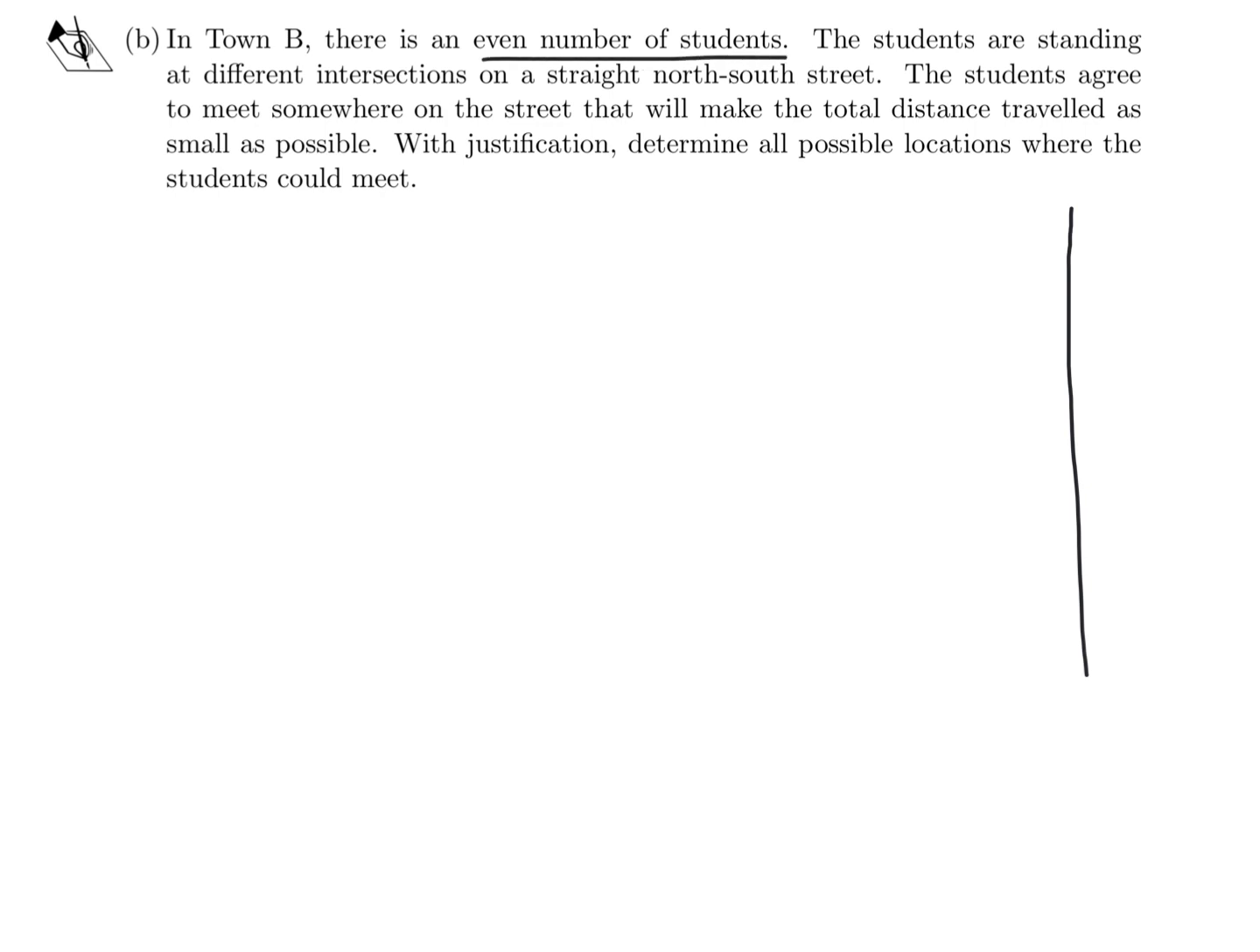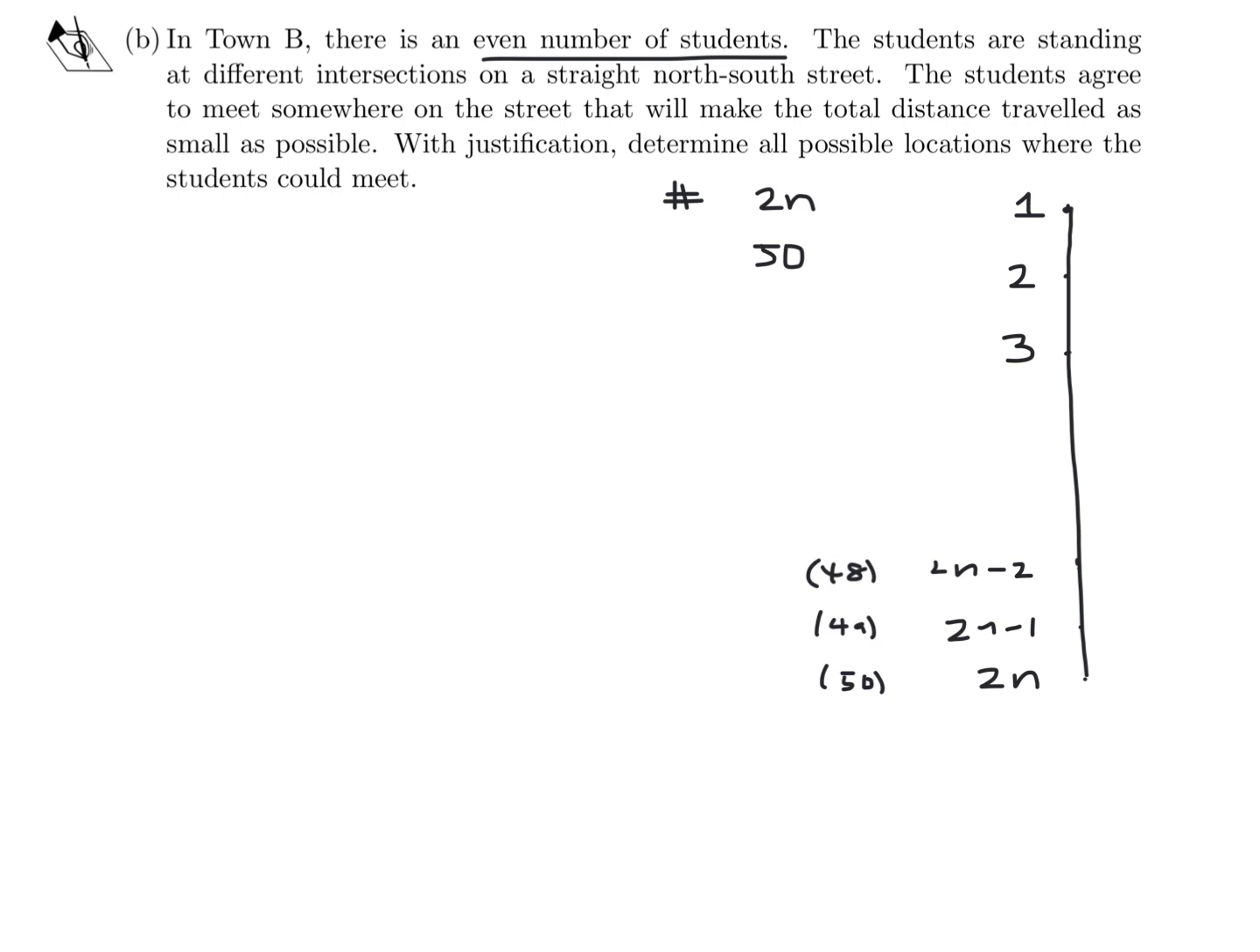Even number of students. So I'll let the number of students be equal to 2n, since 2n is always an even number. So I'll put the first student here, the second student there, third student there, and then all the way down to the last student would be the 2nth student, and then the 2n minus 1 student, the 2n minus second student. So for example, if 2n was 50, this would be the 50th student, this would be the 49th student, 48th student, like that. I'm just giving an example. Okay, so now we got to figure this out.